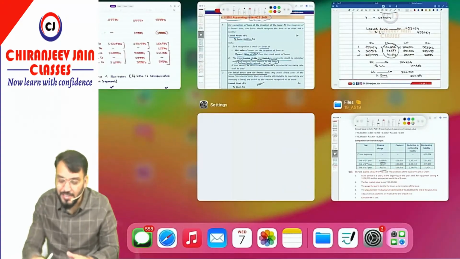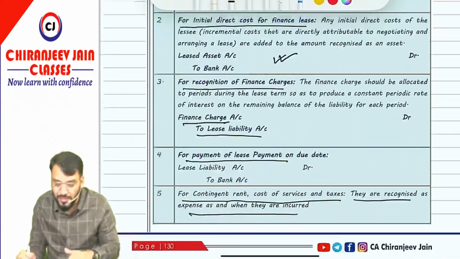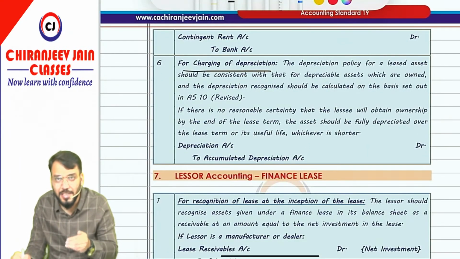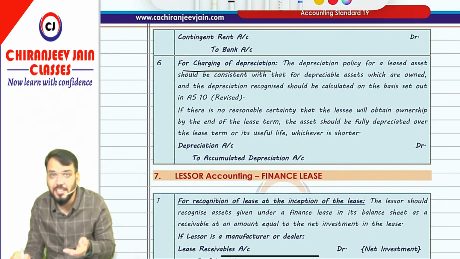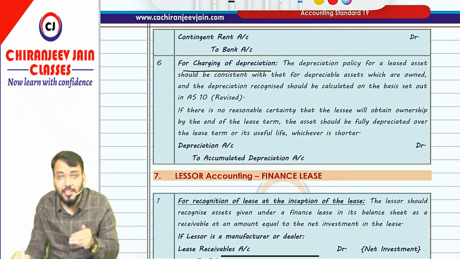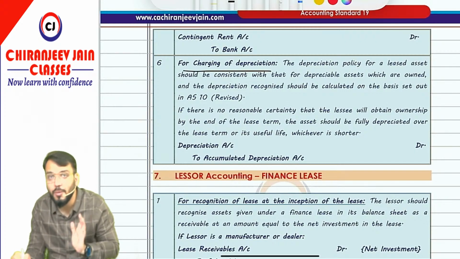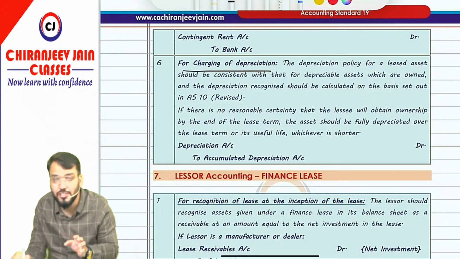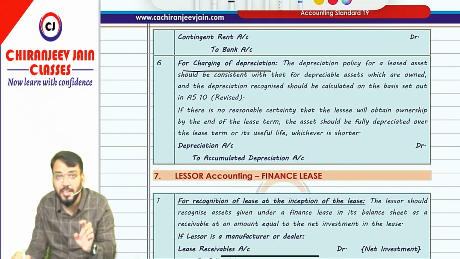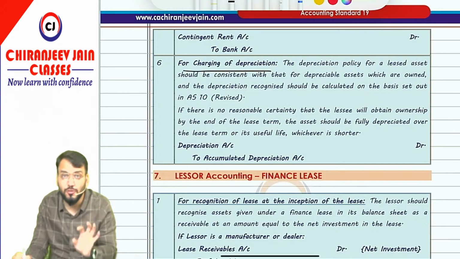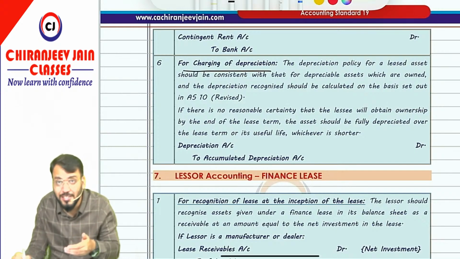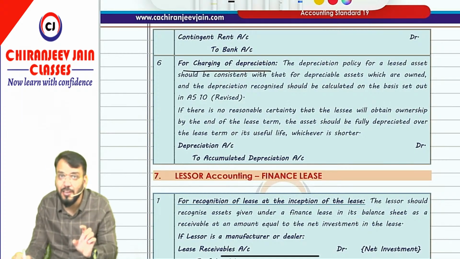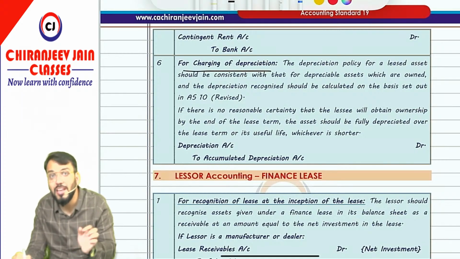Now this lease asset will be depreciated. Of course this lease asset requires depreciation. So for charging of depreciation, it should be depreciated over the lease term. But what AS 19 says is that if it is expected that ownership will be transferred at the end of the lease term, then depreciation will be calculated based on the useful life, not the lease term. But if the ownership is not going to be transferred at the end of the lease term, then depreciation will be calculated based on lease term or useful life, whichever is lower.